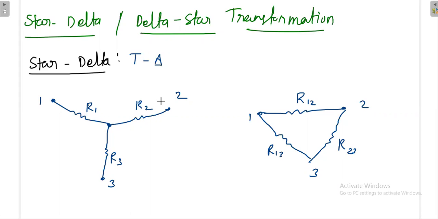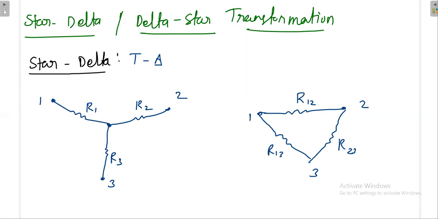If you have a star structure, you can equivalently put the corresponding delta structure, but you should know the mapping. You should know exactly what R12 is. That means you can replace star by delta, or if you have delta, you can replace it with a star. Now what is the relation? Going from star to delta, you have to represent this R12 in terms of these values. Similarly R13, similarly R23. So I will give you one simple idea.